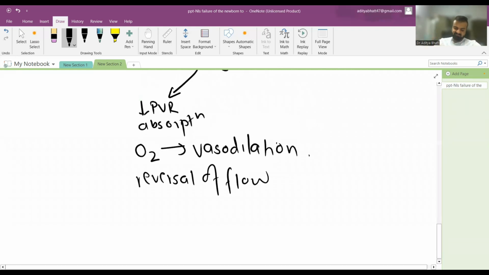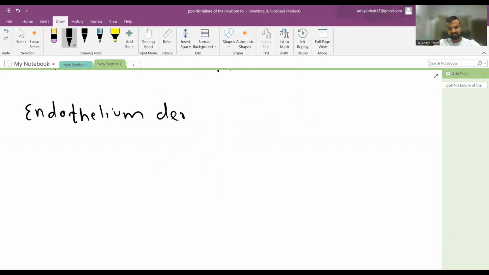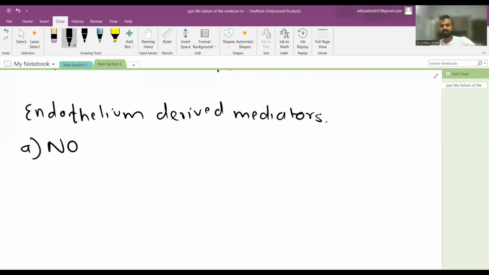Now, what are the other factors which help in vasodilation? They are endothelium derived mediators. The most important endothelium derived mediator is nitric oxide. It is not nitrous, it is nitric. So nitric oxide is the most important factor which helps in vasodilation. So what is this inhaled nitric oxide?